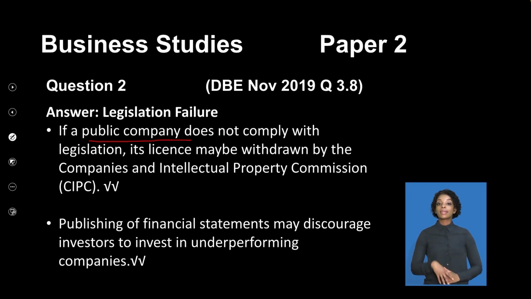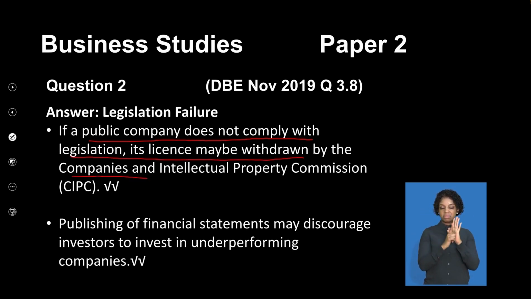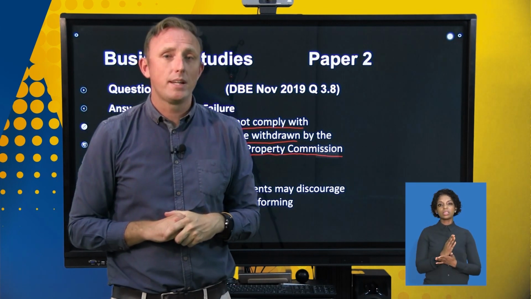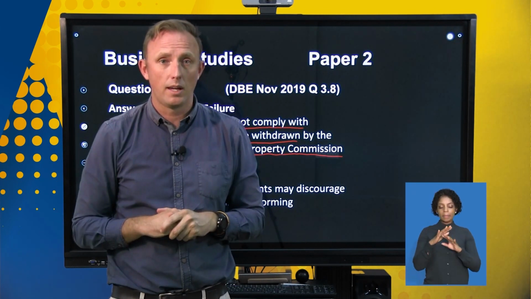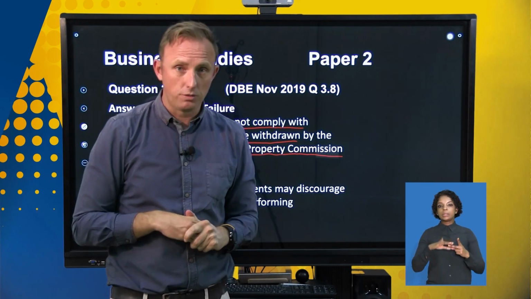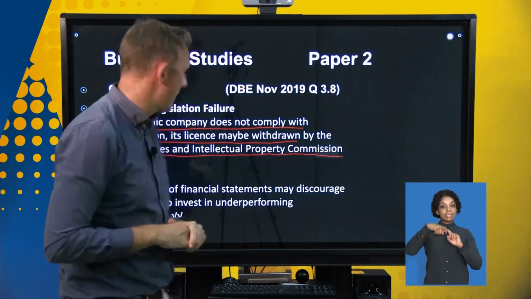If a public company does not comply with legislation, its license may be withdrawn from the Companies and Intellectual Property Commission. Right? So you might lose the right to be able to operate as a company if you don't comply with any legislation and laws. The JSE can also suspend you from trading on the JSE.